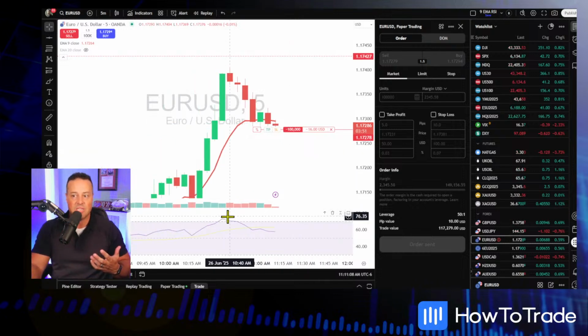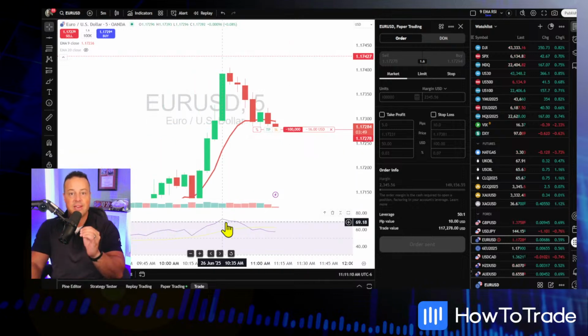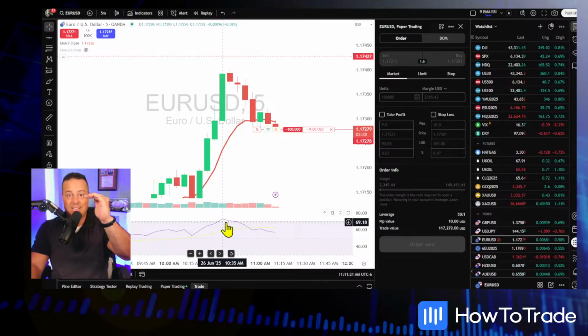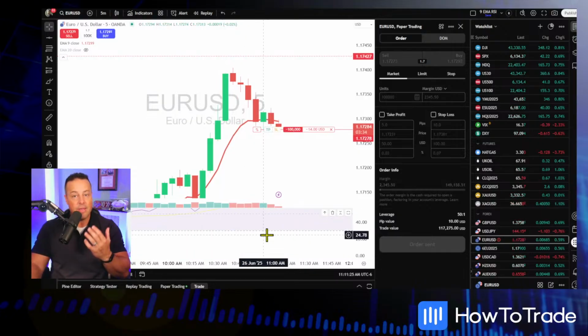What is my technical setup? RSI, Relative Strength Index, built by Wells Wilder Jr. back in, I believe, the late 70s or early 80s. This thing's as old as the hills, but it is reliable. All right, anything over 70 on an RSI value means we want to sell. We're in overbought territory. Anything under 30 means we're in oversold territory and we want to buy the market.